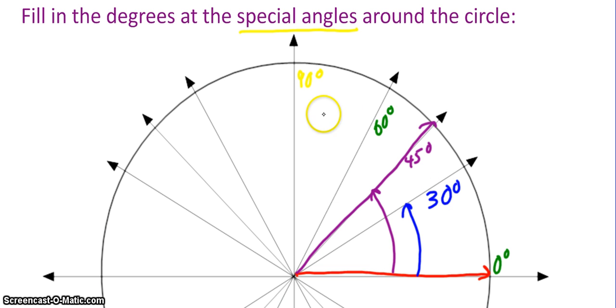Now using those angles, I want you to try to fill in the rest of the angles in degrees on the unit circle. So I want you to pause the video, try to do that. Try not to cheat by looking above on your packet, and fill in the angles in degrees.